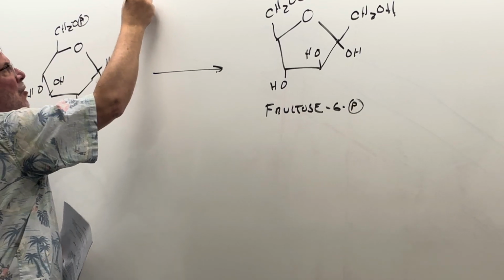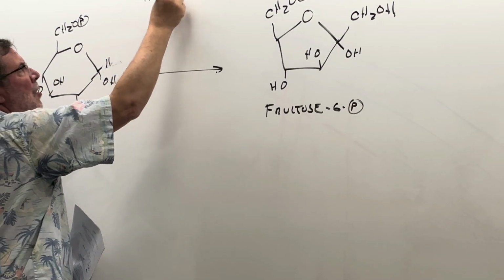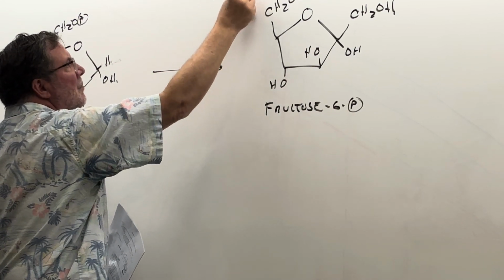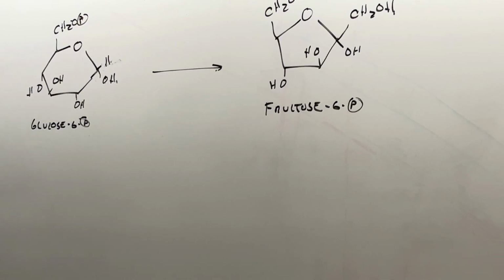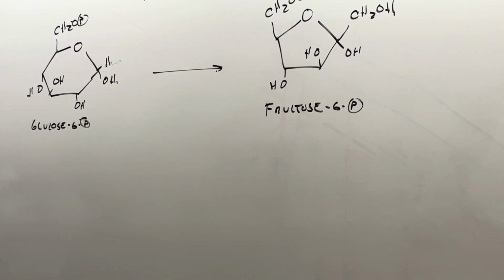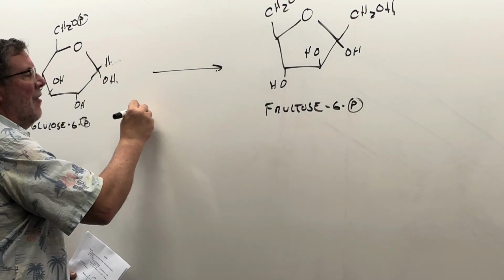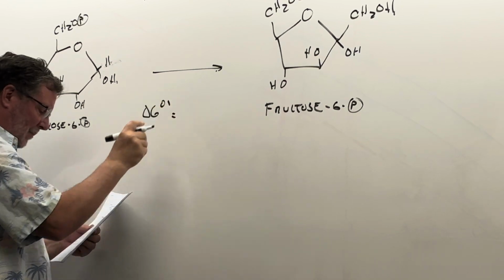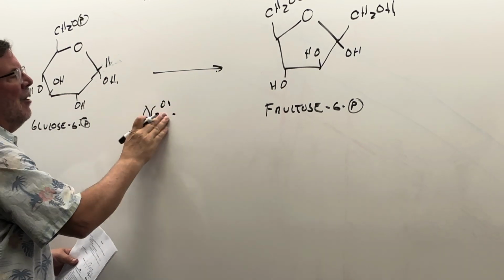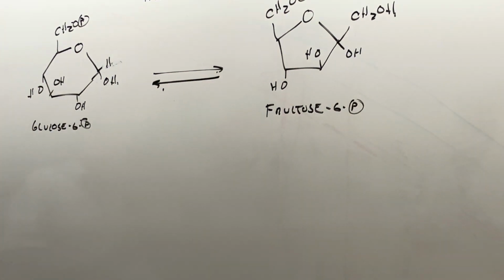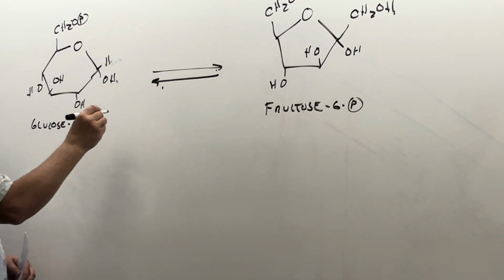This enzyme is known as phosphoglucoisomerase. You'll see variations of the names of this. Some people will call it phosphohexoisomerase. The delta G naught prime for this, well, I actually don't have the number, but what I'm just going to say is this: this is thermodynamically reversible. It's pretty close to equilibrium.